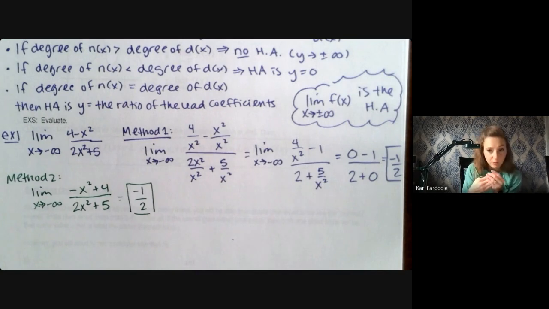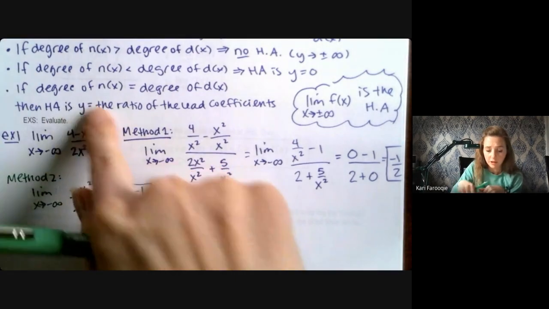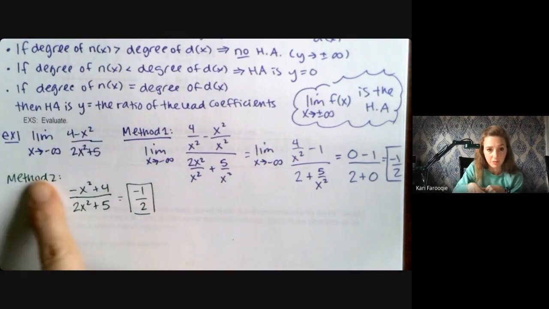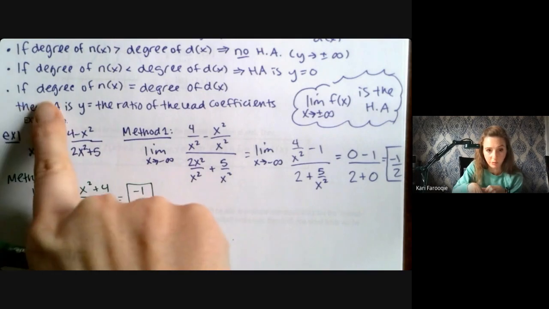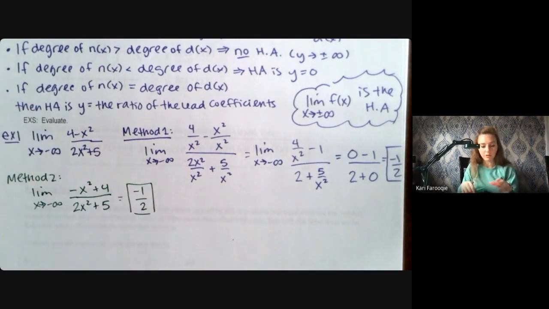Now, I did say that I was going to show you a method 3 that's kind of using these rules. But in this case, we don't need that because method 2 already used that third rule. So I'm going to expound on that in the next example, because I do have one more for you here before we finish this off.